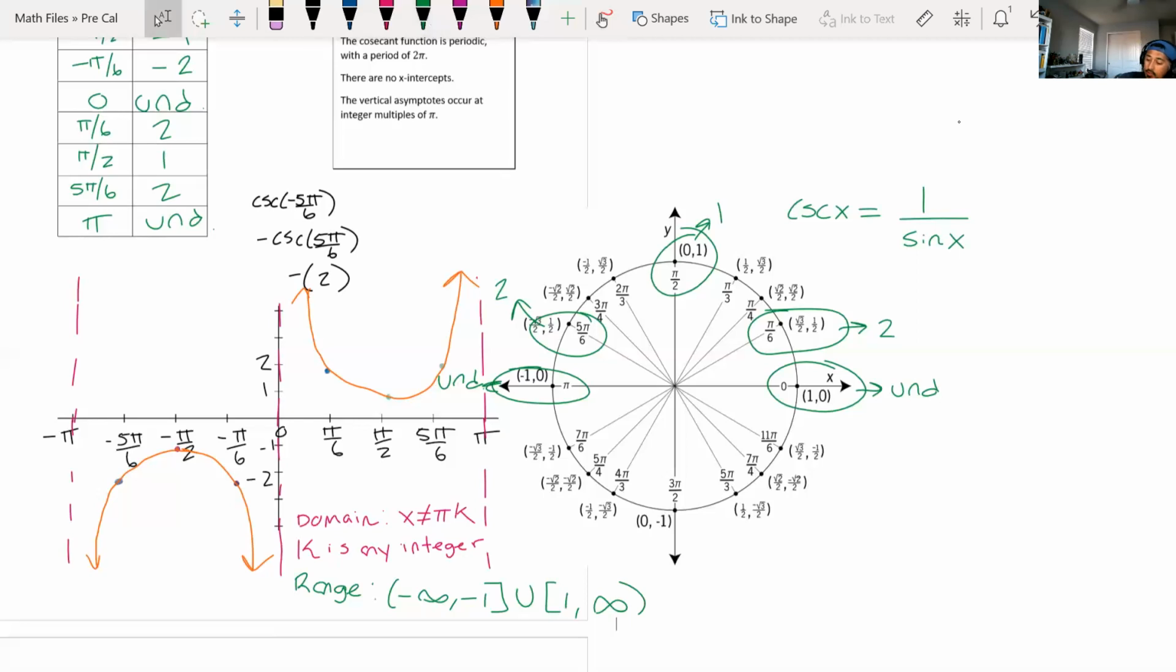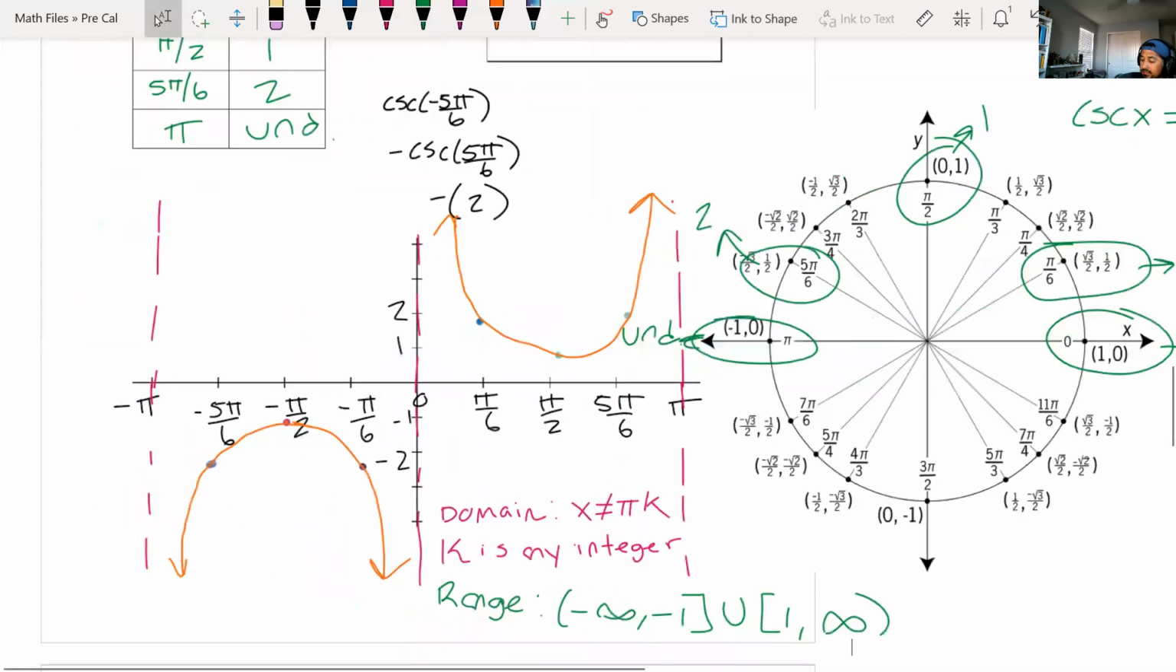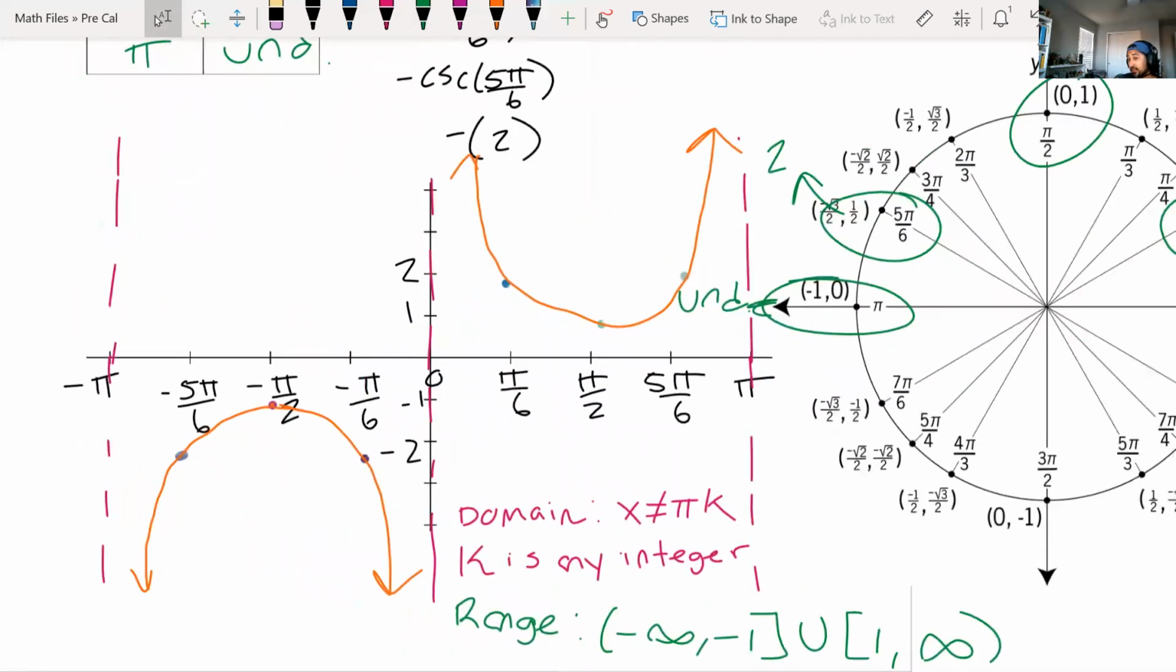Well, there is one cool thing about the graph of cosecant. Cosecant is the reciprocal of the sine function. So the sine function actually fits nice and neat in between the graphs of cosecant. That's the sine function. Pretty cool, huh?